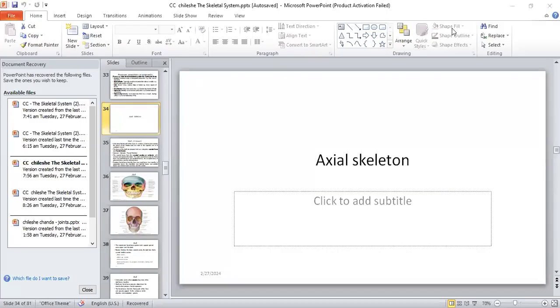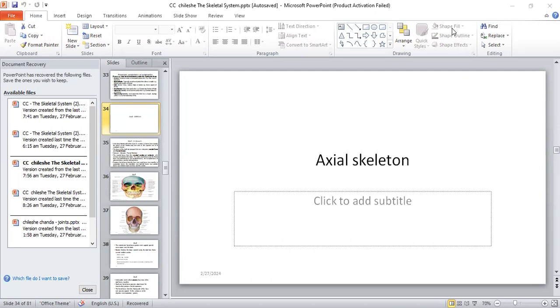Okay, so we have just finished looking at the depressions and openings, as well as the projections that you may find on bones. Those are the ones used for attachment of structures such as muscles, and for passage of soft tissue structures such as nerves, blood vessels, lymphatic vessels, even muscles. So those are what we were just looking at.